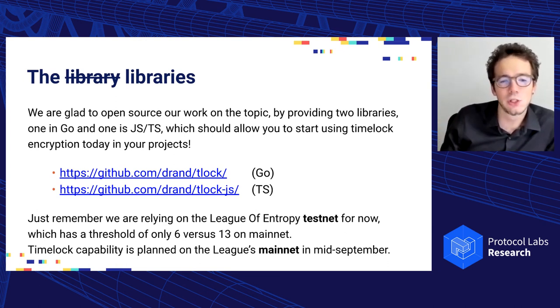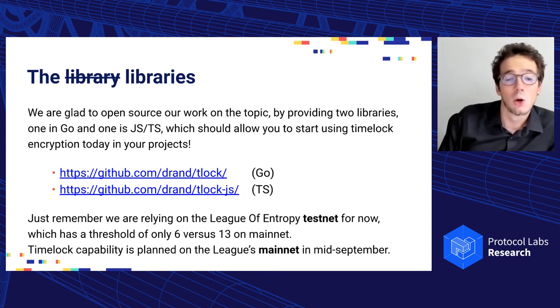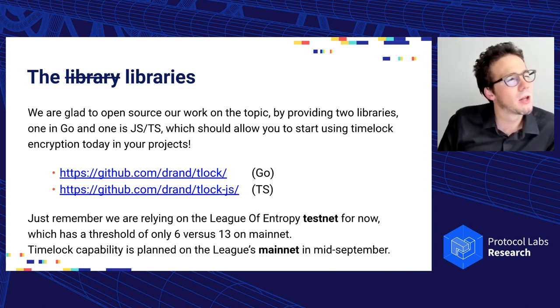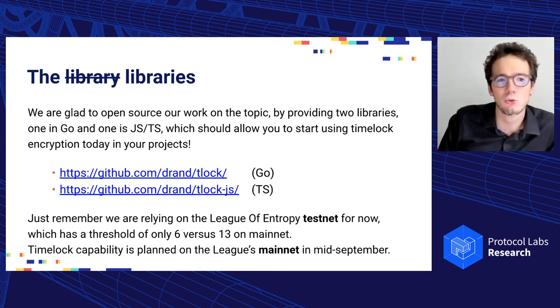Both are currently defaulting to using the testnet because the League of Entropy testnet is the only network running unchained randomness right now. We are planning to release unchained randomness on mainnet very soon. It should have been done in 2 weeks, roughly. It will probably be postponed maybe a week or two, but it's getting very, very soon.